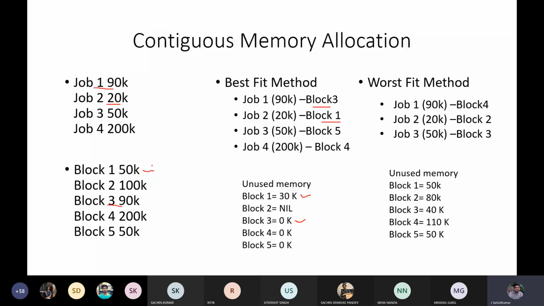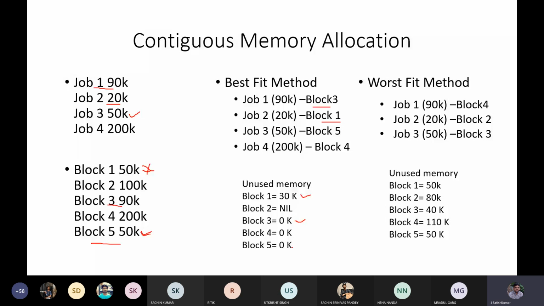Then 50 units will come. You cannot allocate in block 1 because you have only 30 units left and it is already taken by job 2. If you allocate job 3 in block 2, then unused space will be 50 units. If you allocate here, that will be 150 units. If you allocate here, then it will be 0 units. So job 3 will take block 5. That is the best fit. Job 3 will go into block 5.